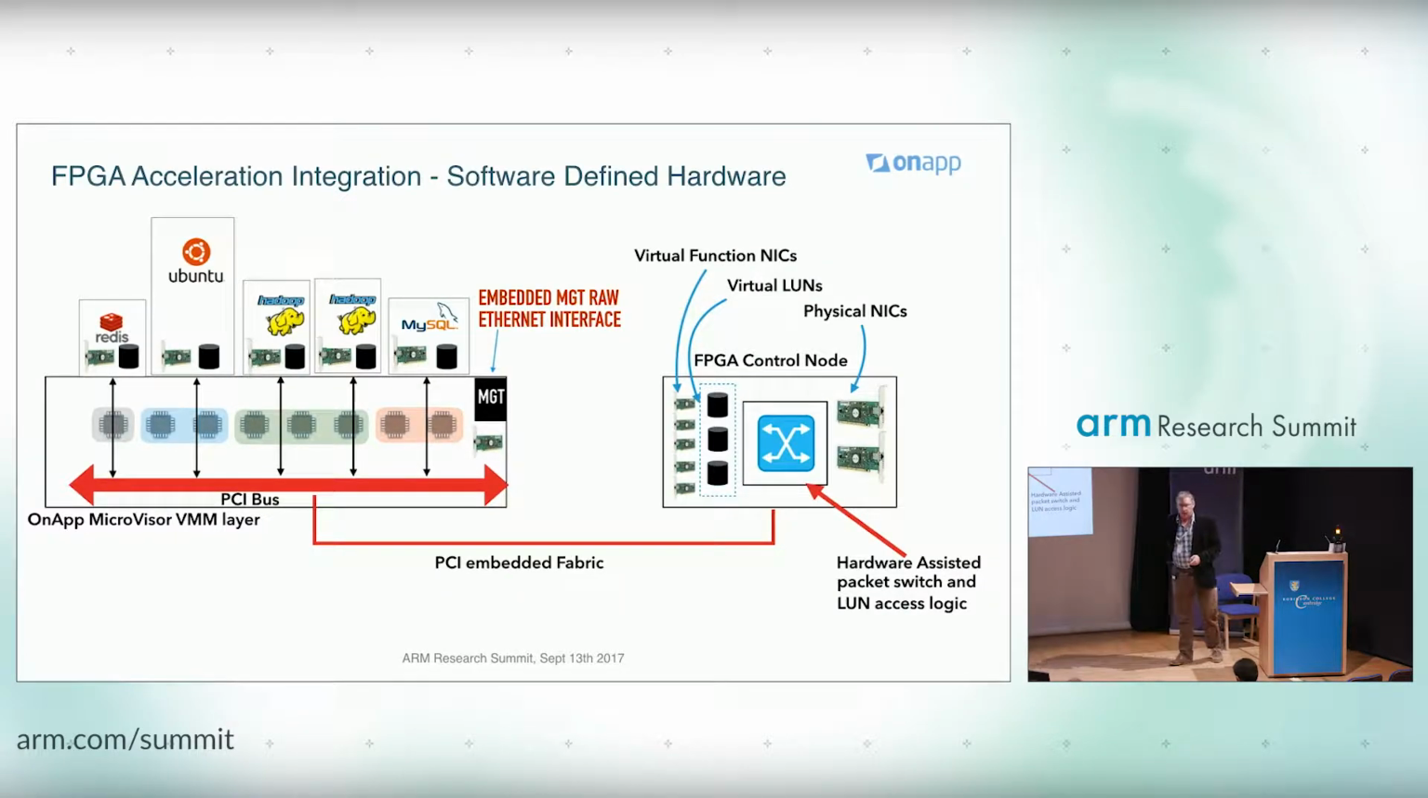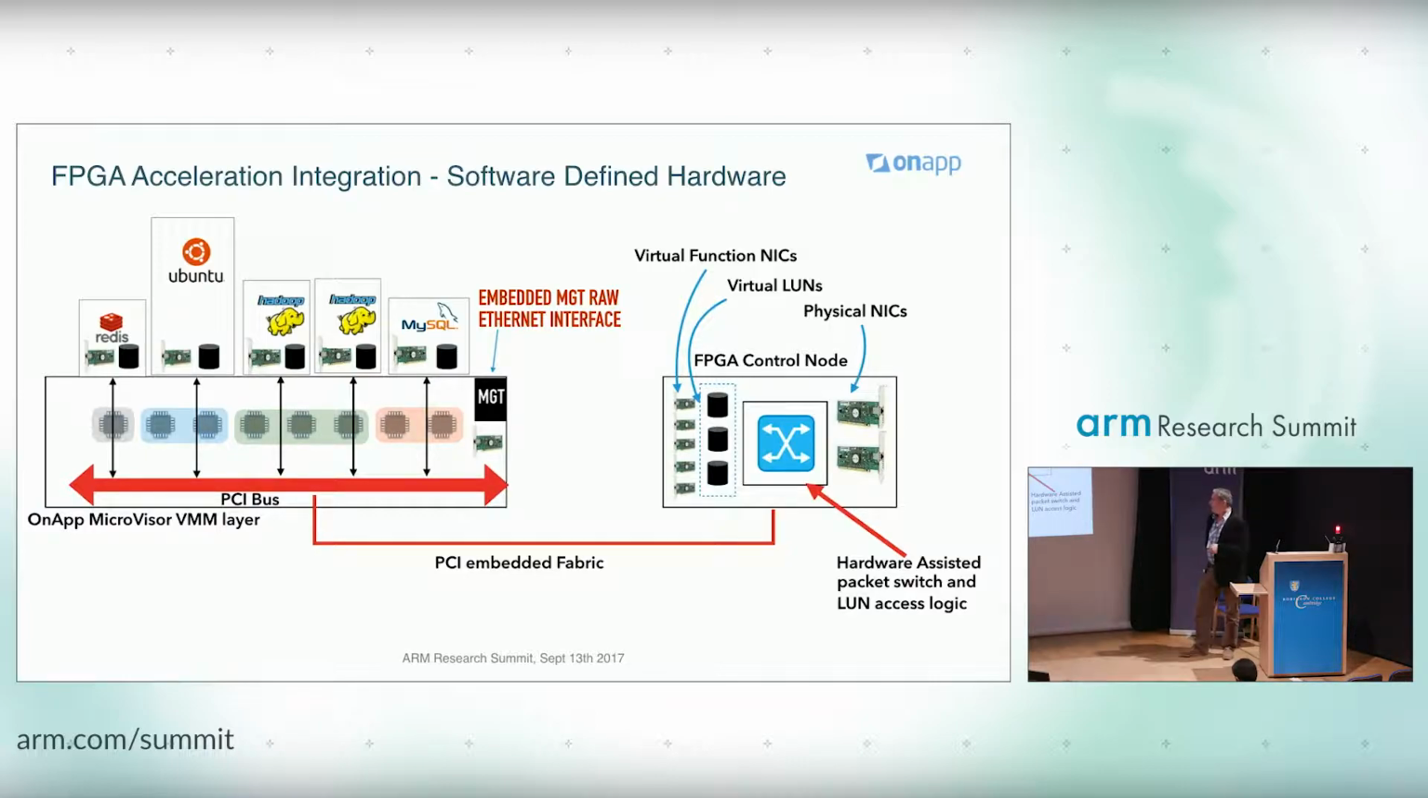At the FPGA level, we also have logical components that allow us to create virtualized I/O resources and to be able to map those dynamically at runtime to the virtualization layer. So in the KMAX case, this sits above a PCI embedded fabric.